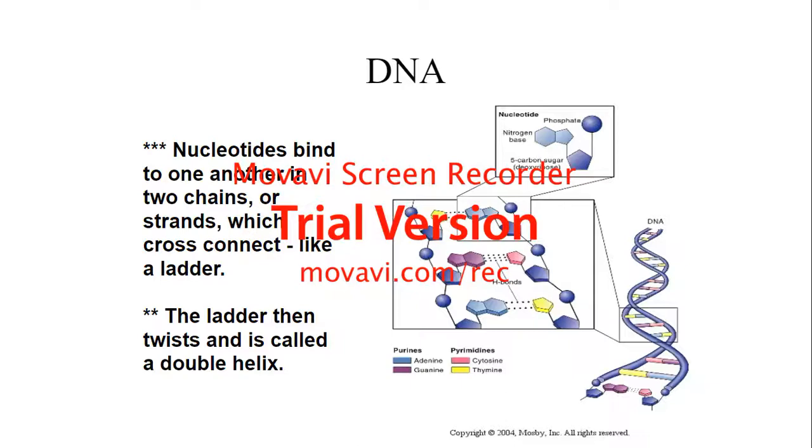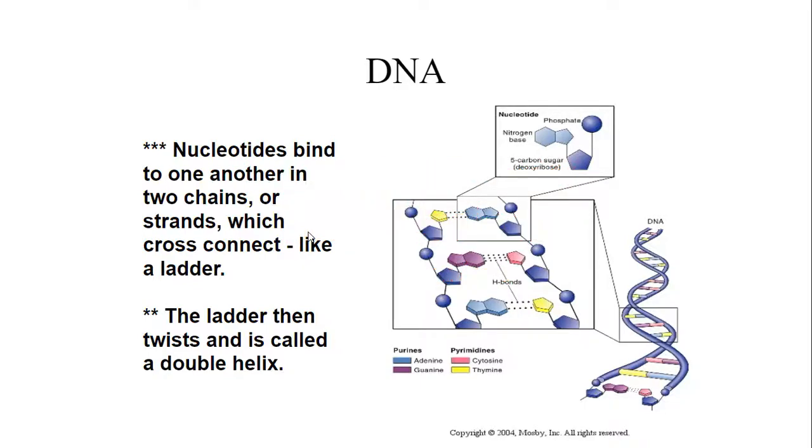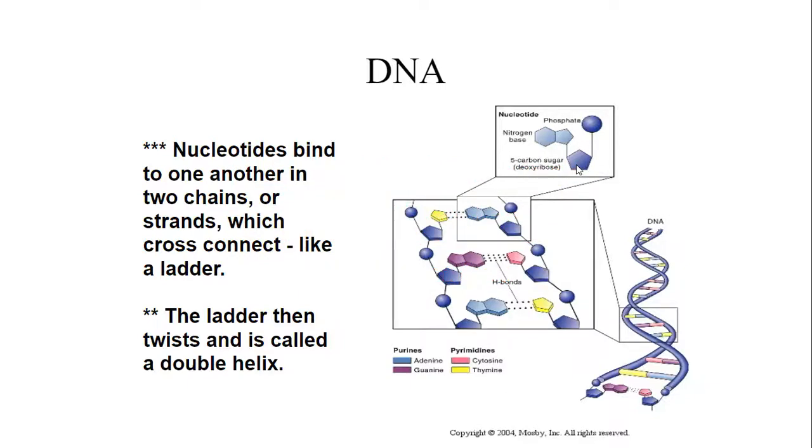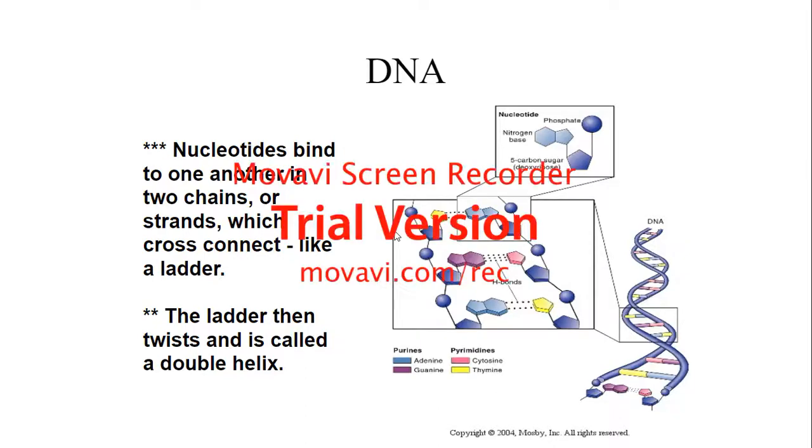Another difference between DNA and RNA: RNA is single-stranded. In general, DNA is way more stable than RNA, for 2 reasons. DNA has a more stable sugar. Deoxyribose is more stable than the sugar ribose. That's one of the reasons. And also DNA is double-stranded, whereas RNA is single-stranded.